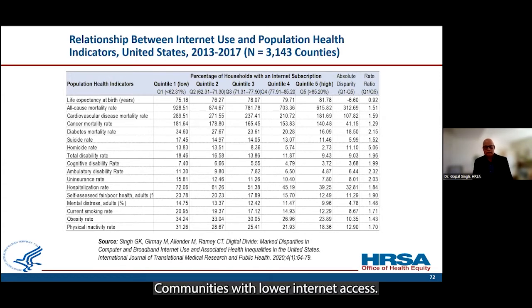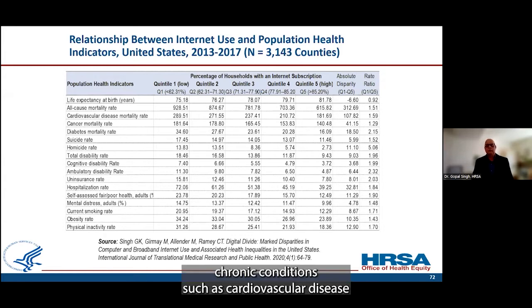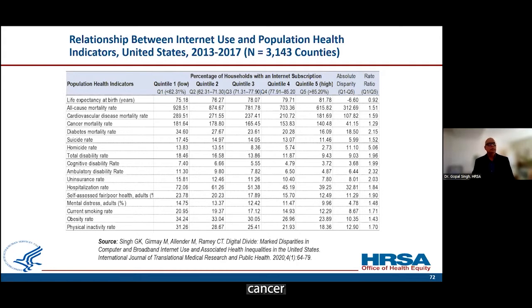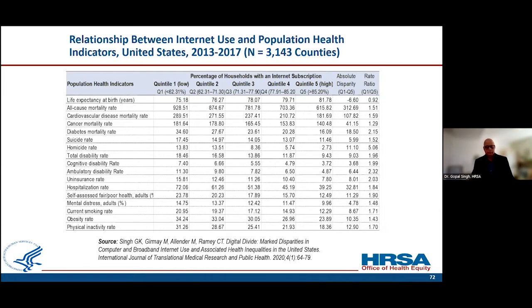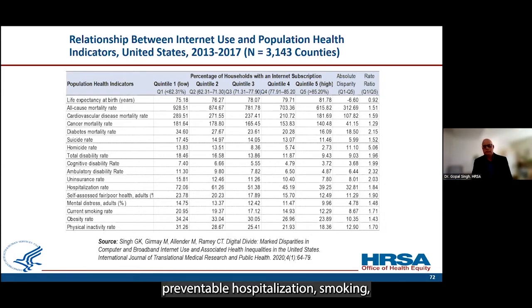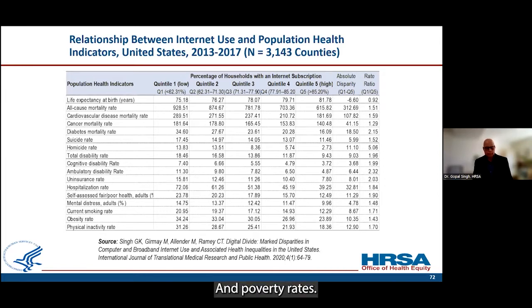Communities with low internet access are also at increased risk of mortality from various chronic conditions such as cardiovascular disease, cancer, diabetes, poor health, disability, mental distress, preventable hospitalization, smoking, obesity, physical inactivity, reduced access to healthcare, lower educational attainment, and higher unemployment and poverty rates.